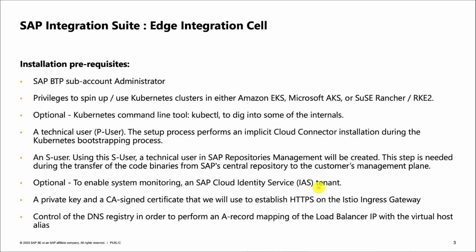An optional but recommended component is an SAP Cloud Identity Service IaaS tenant based on OpenID Connect Trust to enable system monitoring. You will need a private key and a CA assigned server certificate for the HTTPS handshake and Istio ingress gateway controllers. And last but not the least, you will need control of the DNS registry to perform DNS mappings between the load balancer IPs and the virtual host alias of your runtime.